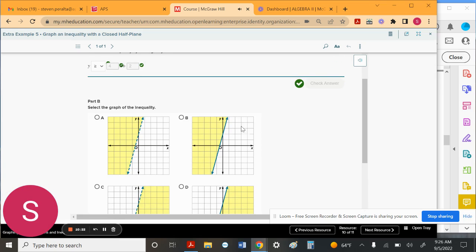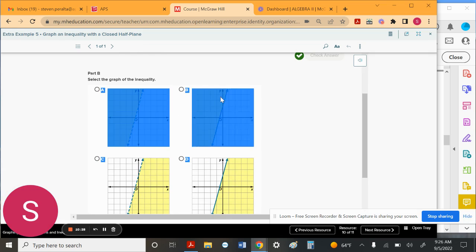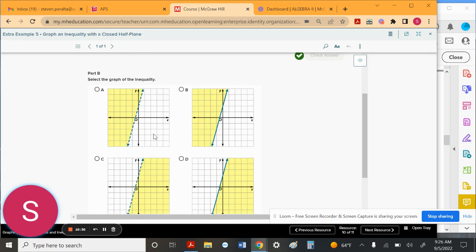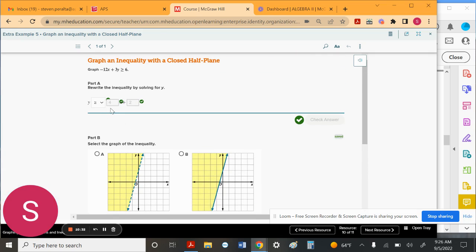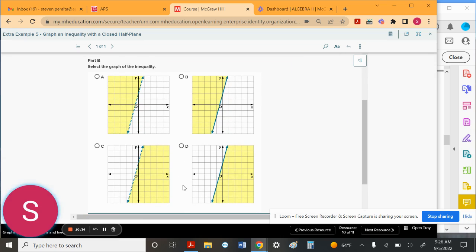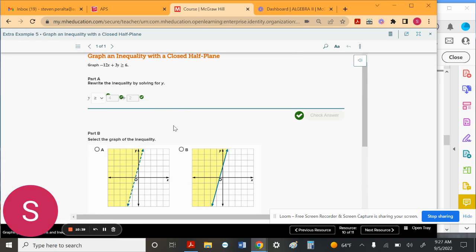So now we take a look at this. Now it's easy. I see my slope, I see 2, I see greater than or equal to. It has to be a solid line. So it has to be either B or D again. And this time I can see, if you look at the line, it's the exact same line, just shaded differently on the two sides. So now I have to plug in a value.